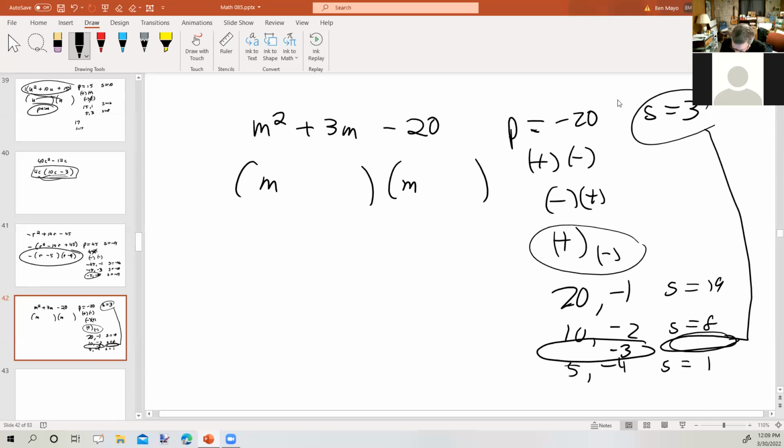Negative 3 times what equals negative 20? Well, it would have to be a fraction, right? So there is no pair of numbers I can find, so this is prime. And there you have it.